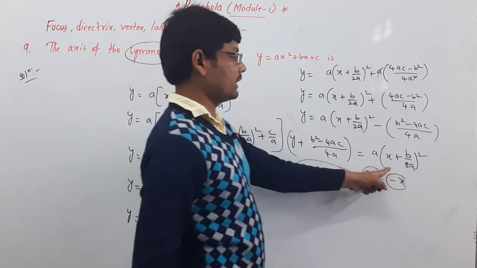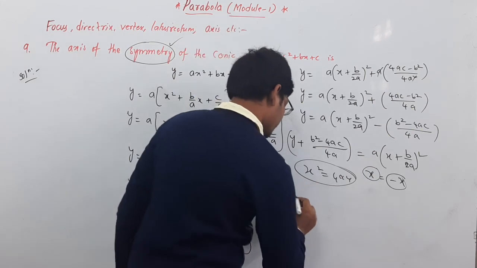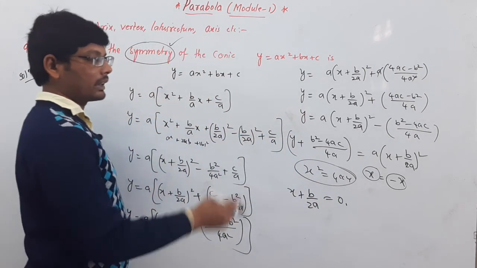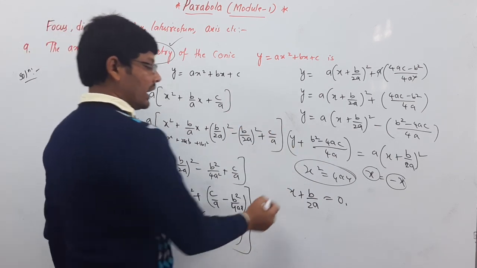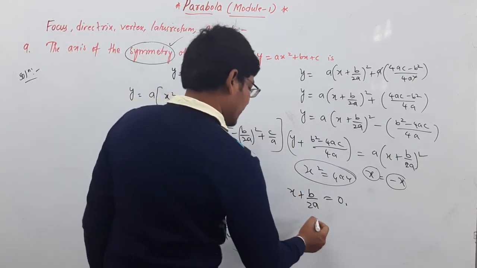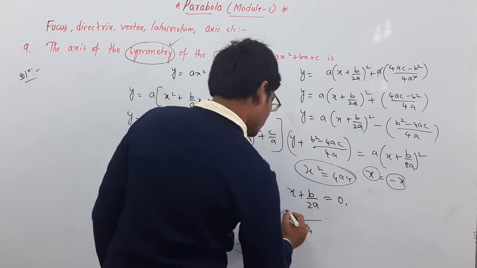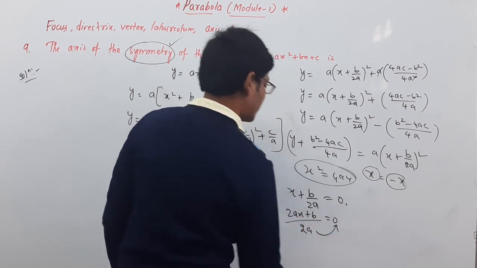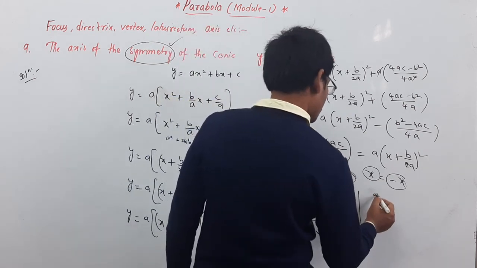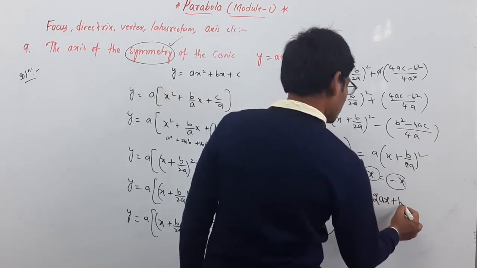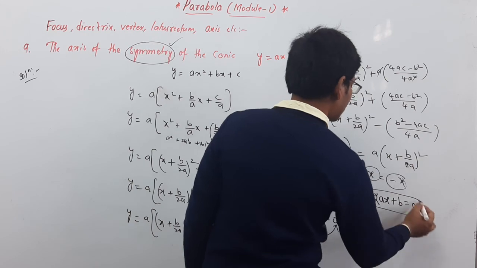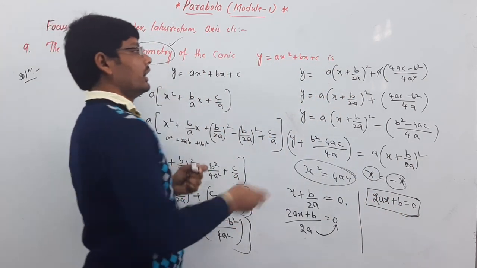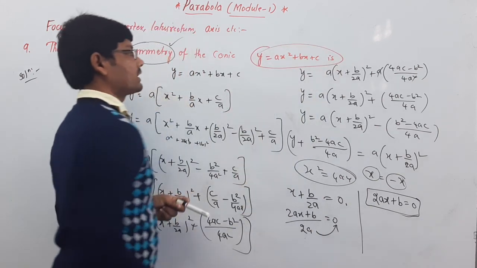When it is a symmetry, x plus b by 2a becomes 0, and here if you take LCM, 2ax plus b is equal to 0. If you move this value to the right hand side, then it will become 2ax plus b is equal to 0. This is the condition for symmetry of a conic y is equal to ax square plus bx plus c.